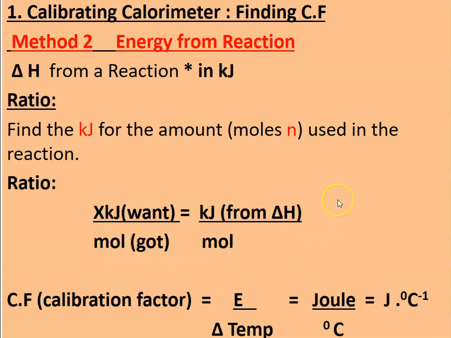So we're just using a ratio. So if we used half a mole and this is 1 mole, then you get half of whatever the energy for your reaction is. So we use that to work out our Q, our energy for the calibration factor, and so that's how many joules or kilojoules.